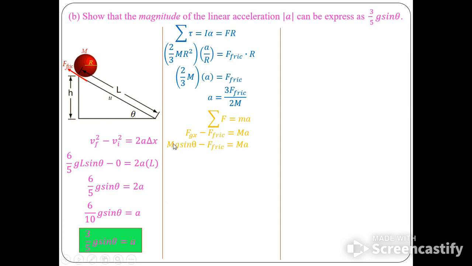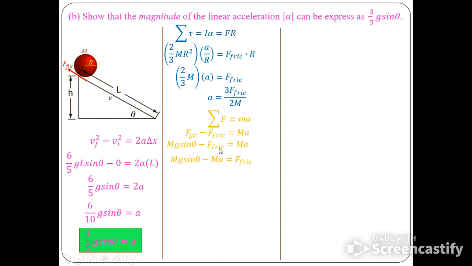And we want to go ahead and expand F of Gx to mg sine theta, because that's what F of Gx equals to in this particular diagram. No funky stuff here. And then, again, in the statement up here, we have a is equal to 3 Ffric over 2m. We don't know what the Ffric is, so we can go ahead and isolate for Ffric in this particular statement. And we can just substitute.